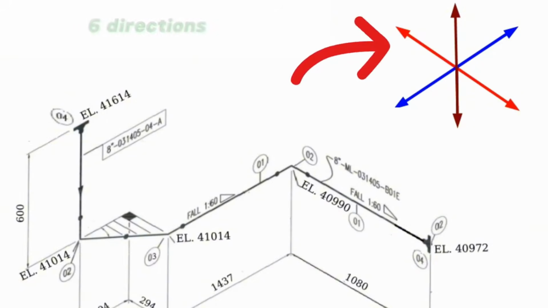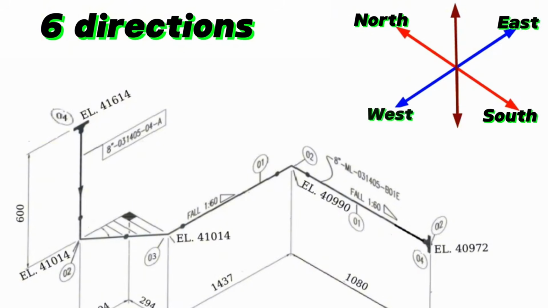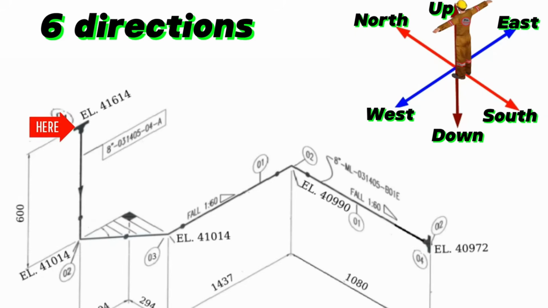There are 6 direction arrows shown in this piping isometric drawing: north direction, south direction, east direction, west direction, up direction, down direction. The person reading the drawing should imagine himself facing north, provided that he is in the center of these directions. We will start to read this pipe drawing from this point.